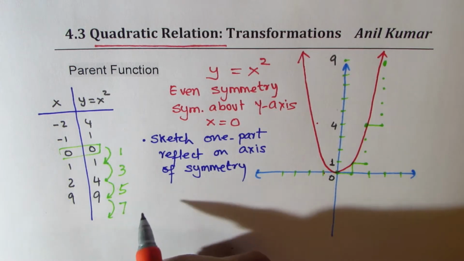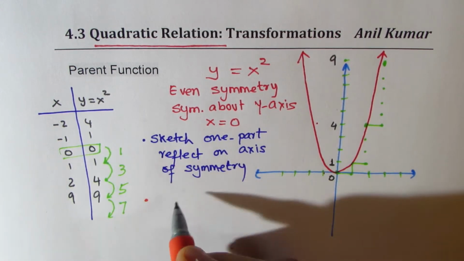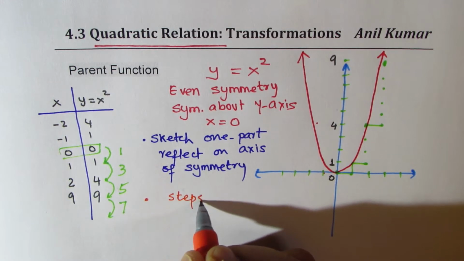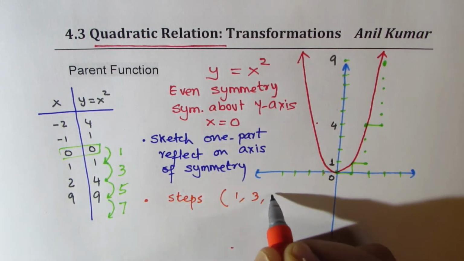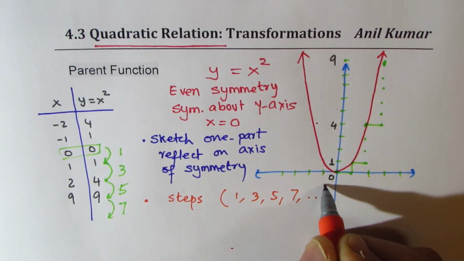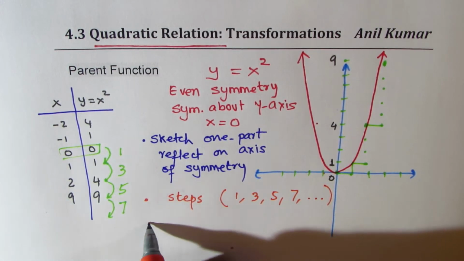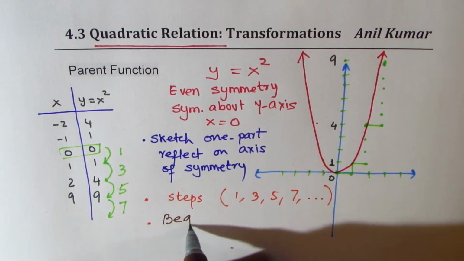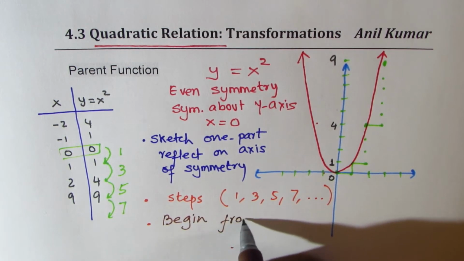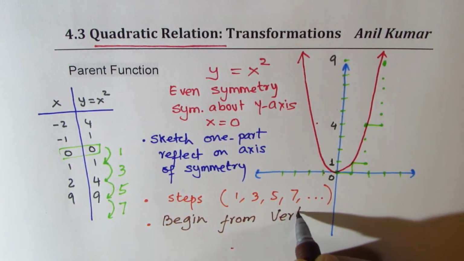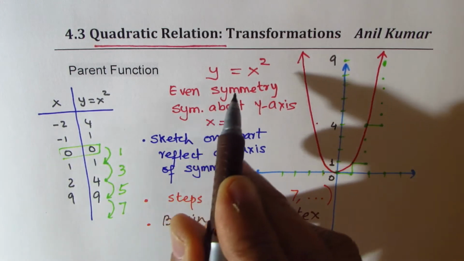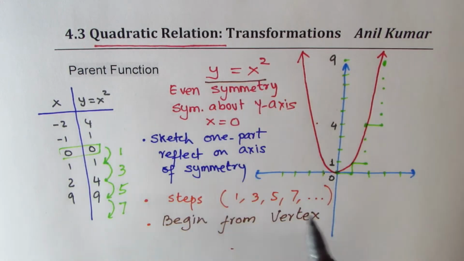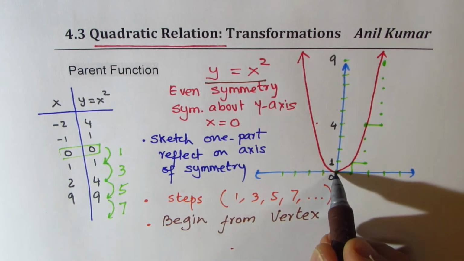Second is, what we also understand here are these steps. So we call them steps. And these steps are 1, 3, 5, 7 and so on, right? So I'll use this word steps. And the most important part, of course, is from where to begin, right? So that is very critical. So always begin from the vertex. So that is general. Now in our case, y equals x squared, the vertex is at 0, 0. So we begin from there.